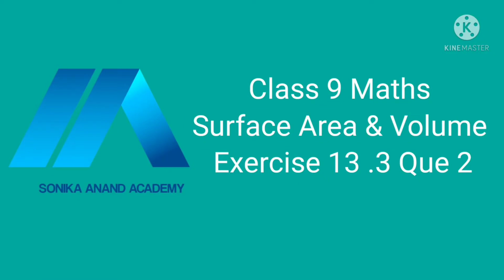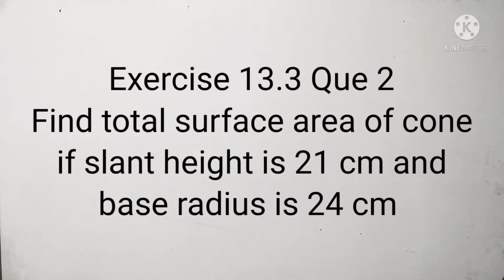Exercise number 13.3 and question number 2, in this video I am going to explain. Find the total surface area of the cone if its slant height is 21 meter and diameter of the base is 24 meter. With the help of this question, we also learn how to find the total surface area of a cone and what formula we use for it.